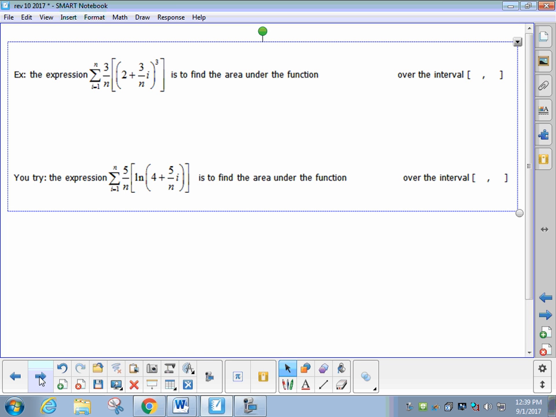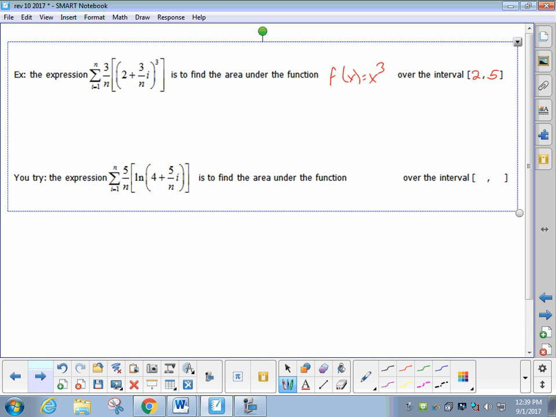Actually, you could give two different answers for this. Let's talk about one that you see. What's one that you see? Okay, so one is that it's just x cubed from 2 to 5. That seems natural.